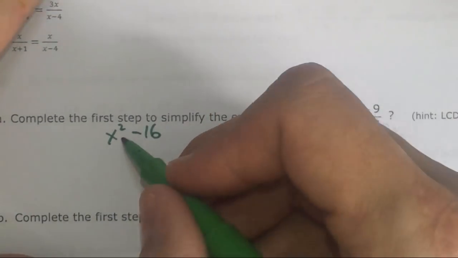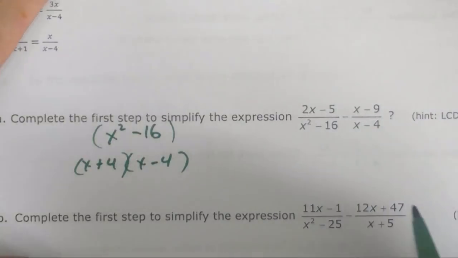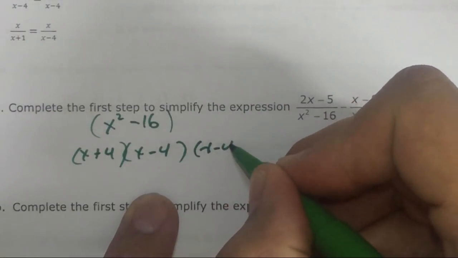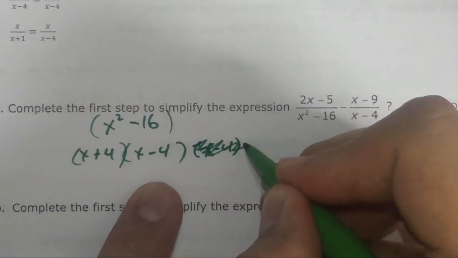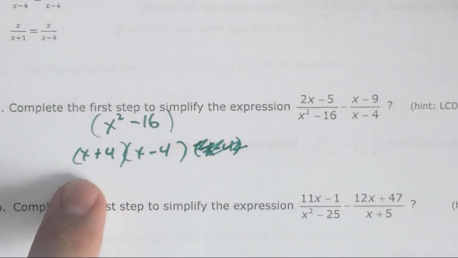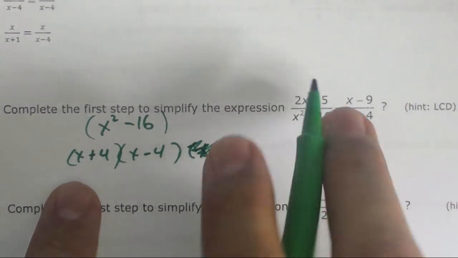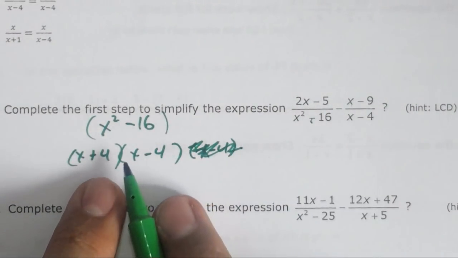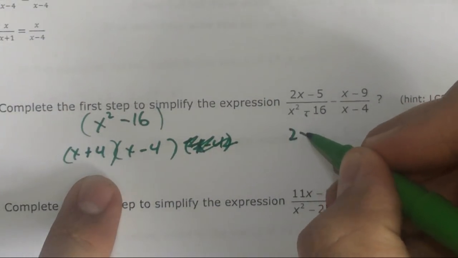Factors of x squared minus 16. It's a difference of squares, x plus 4, x minus 4. So that's this one. This is x minus 4. I don't need my x minus 4 twice, it's already listed. So this is my least common denominator. This term over here already has the least common denominator as its denominator. Nothing's going to happen to this. You see how nothing happens to it?